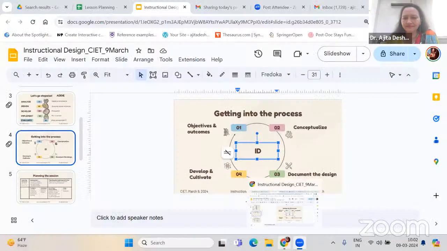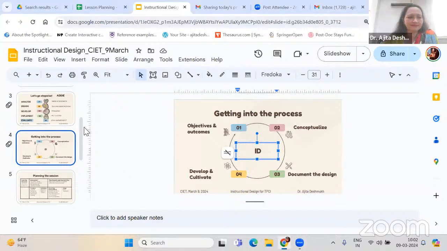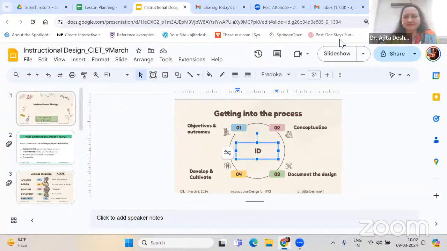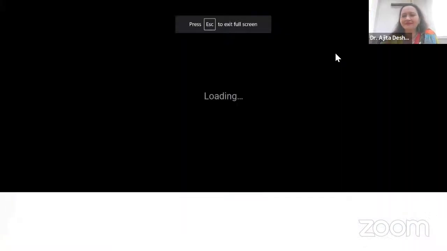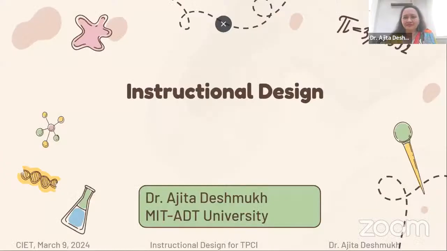Now, before we even start with this, and while I start the screen, has anyone heard about this word and have any idea about it? This is just so that by the time the screen gets shared, we should be in a position to talk also. Okay, so you're already seeing my screen. Any idea about what is instructional design?